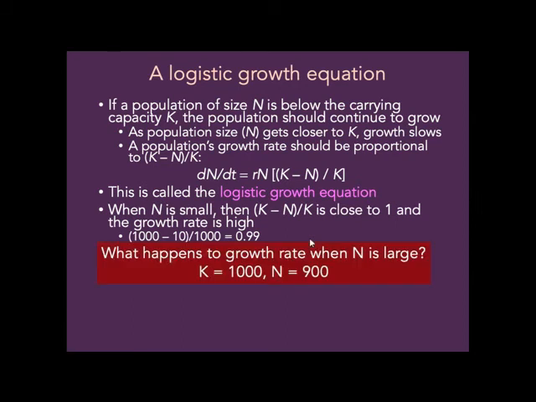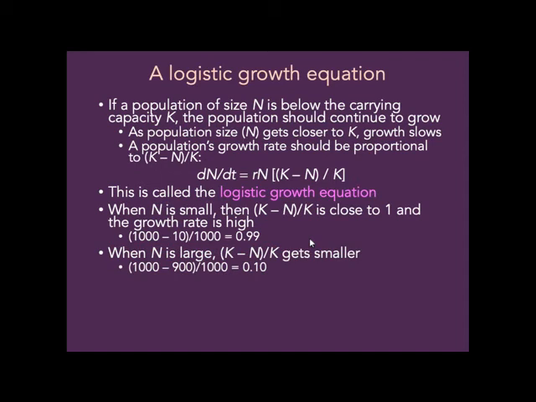What happens to growth rate when N is large? Let's say K is still 1,000, but N is 900. So K minus N is like 100 over 1,000, a really small fraction. What will happen when that's multiplied by rN? It'll make it a smaller number. So when N is large, K minus N over K gets smaller. That's 0.1, so if you multiply by 0.1, this number will get smaller. That means the growth slows down.